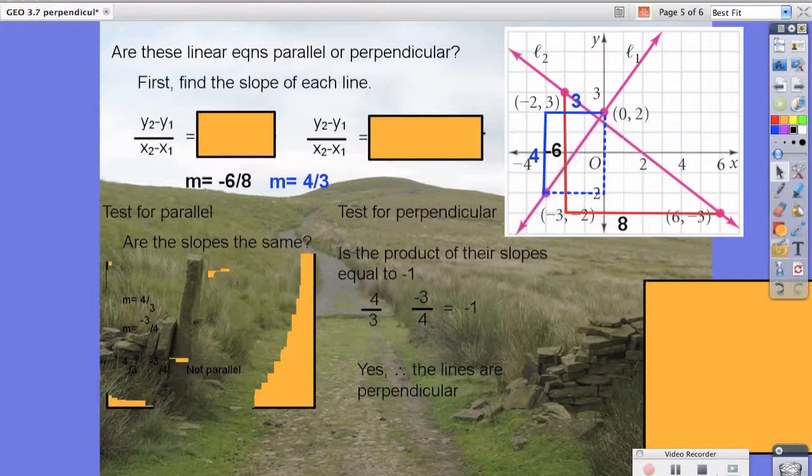Okay, another way to test it is if we take the negative reciprocal, which is a fancy word for flip it over and make it negative. So 4/3, if we flipped it over, that'd be 3/4. If we made it negative, it'd be -3/4, which is the same exact thing as this, just simplified.